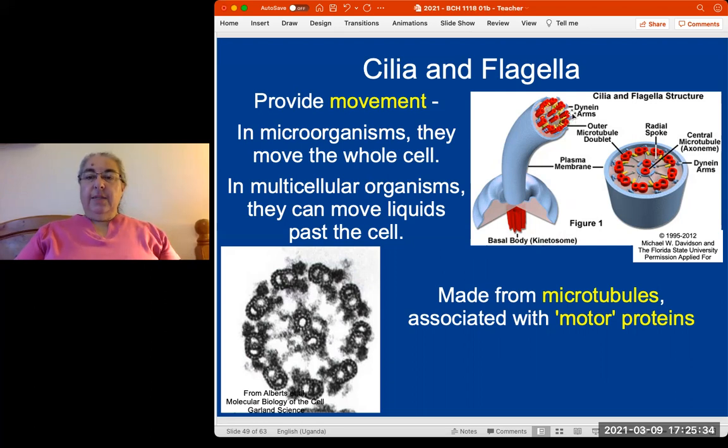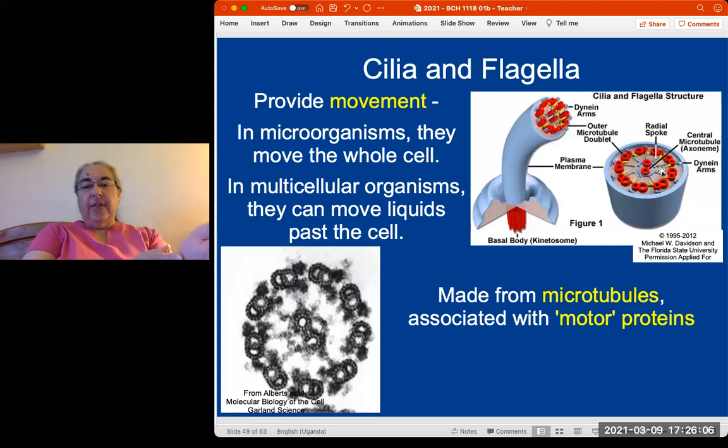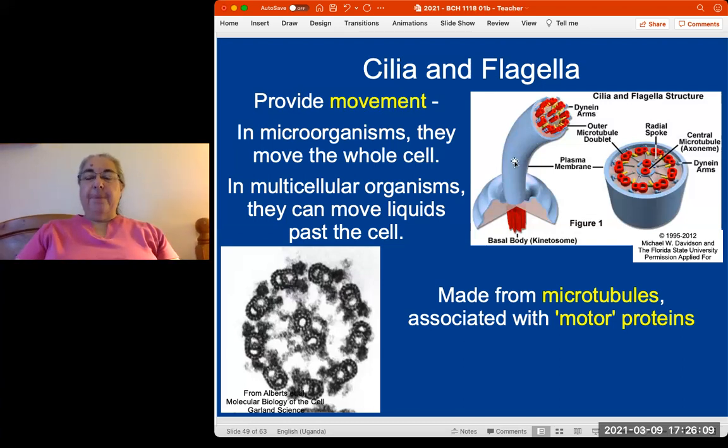So cilia and flagella are made of microtubules again arranged in a particular way, but different to the arrangement we saw in centrioles. So we can see here these sort of circles of microtubules. You can see what we're seeing here. So this is looking end on at this structure. So pairs of microtubules that can slide against each other and produce movement, produce bending, produce movement in relation to each other.